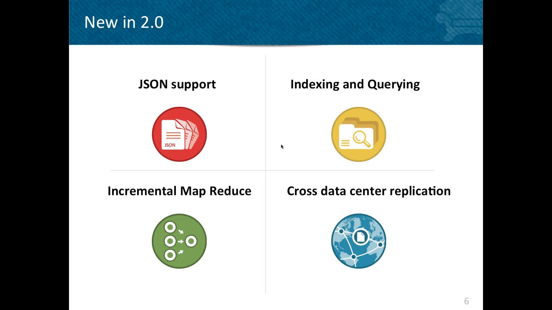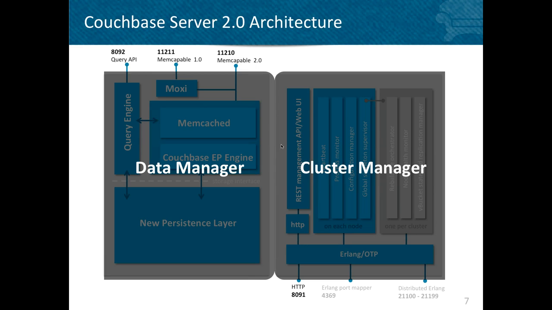With 2.0, we bring native support for JSON data, and apply to that indexing and querying that's based off of incremental MapReduce. And we also added a cross data center or cross cluster replication feature. So I'm going to walk through all of these, try to get through it kind of quickly. This session is being recorded, so you can feel free to view it afterwards, but I do want to leave enough time at the end for questions.